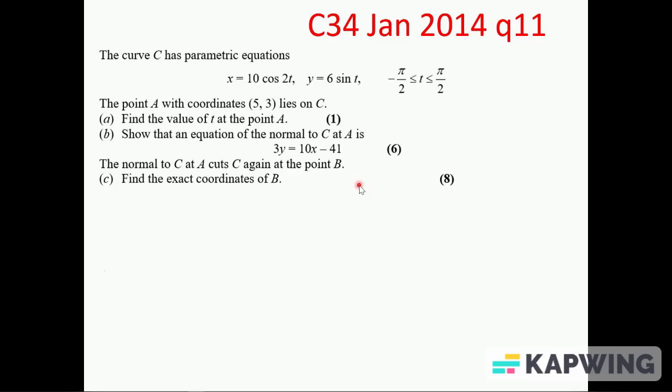C34 Jan 2014, question 11. The curve, we've got these parametric equations, trigonometric ones in terms of t, gives me the t range here. Point A with coordinates 5, 3 lies on C, we're going to find the value of t, we're going to get a normal and find where this normal cuts the curve again.